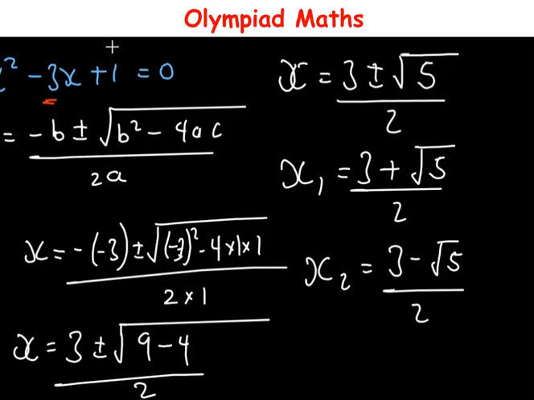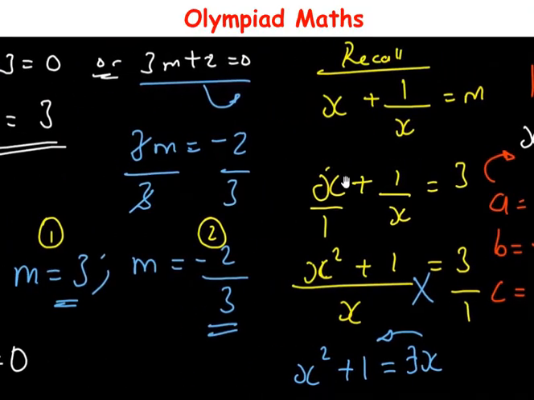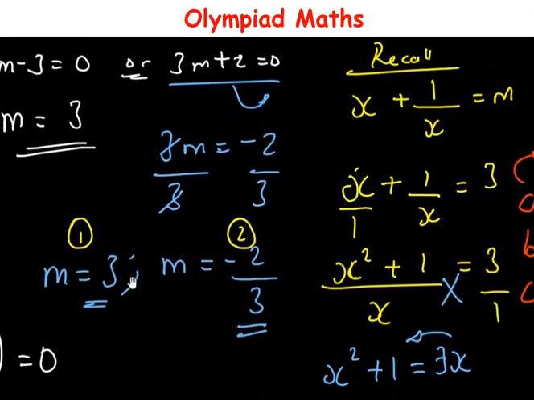So with this, we have the first two solutions for the value of x. Don't forget that we got these solutions of x for the first value of m, which equals 3. Now, what of the other value of m, which equals minus 2 over 3? Also inputting this into this equation right here, let us solve for x.